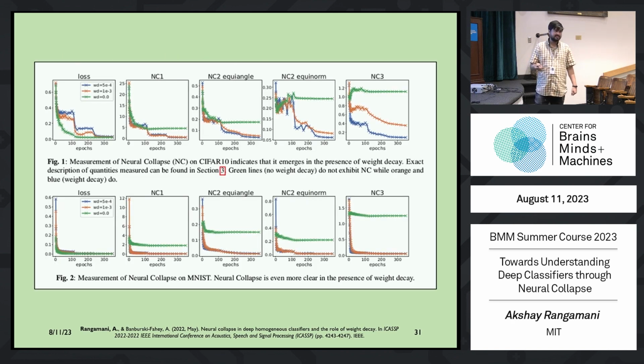And you also see this happen in practice. If you run experiments with and without weight decay, you can see that without weight decay, you can end up at solutions that don't show neural collapse. And with weight decay, you'll always hit solutions that get neural collapse.